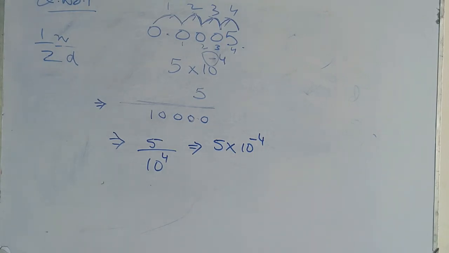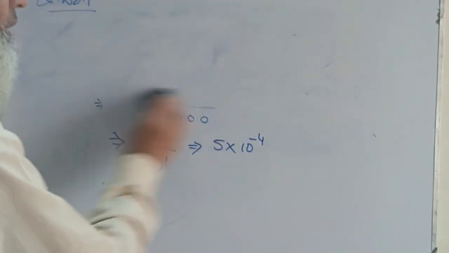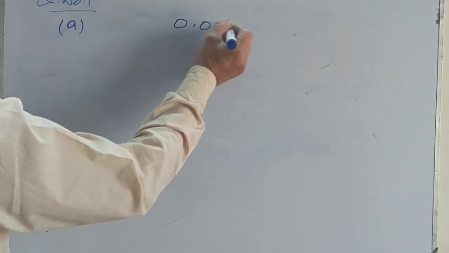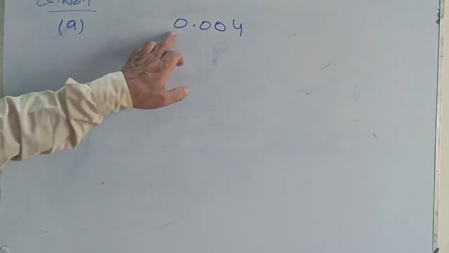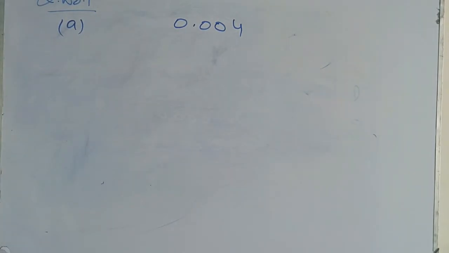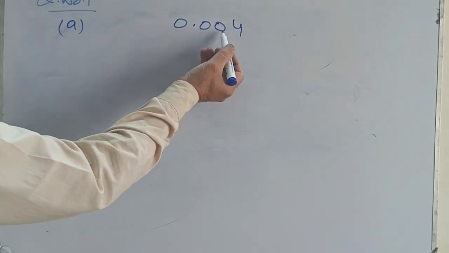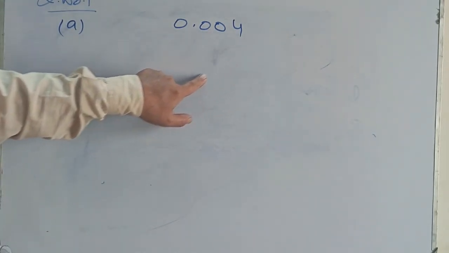Now I'll go straight to exercise 5.13, which is a very interesting exercise. Now part A. Part A says 0.004. Now this is part A, 0.004. So just count from this side. 1, 2 zeros are there.